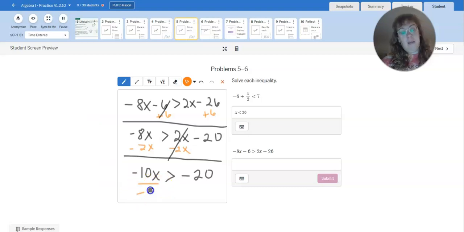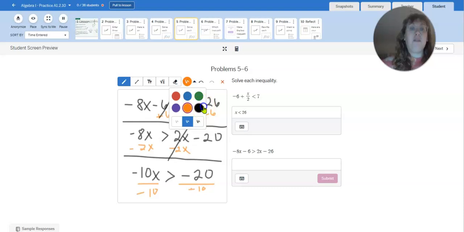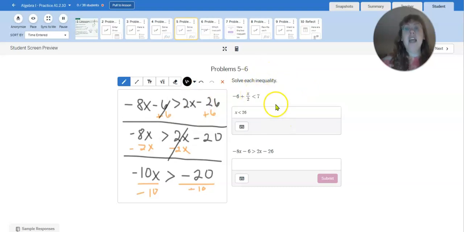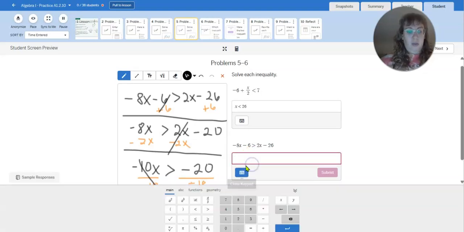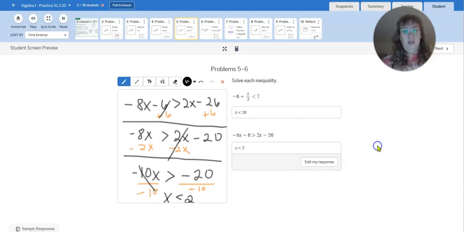And then when we divide both sides by negative 10, we remember that if we divide by a negative, we gotta flip the sign. So this becomes x is less than negative 20 divided by negative 10, which is a positive 2. And then you can submit. Beautiful. Go to the next slide when you're ready.